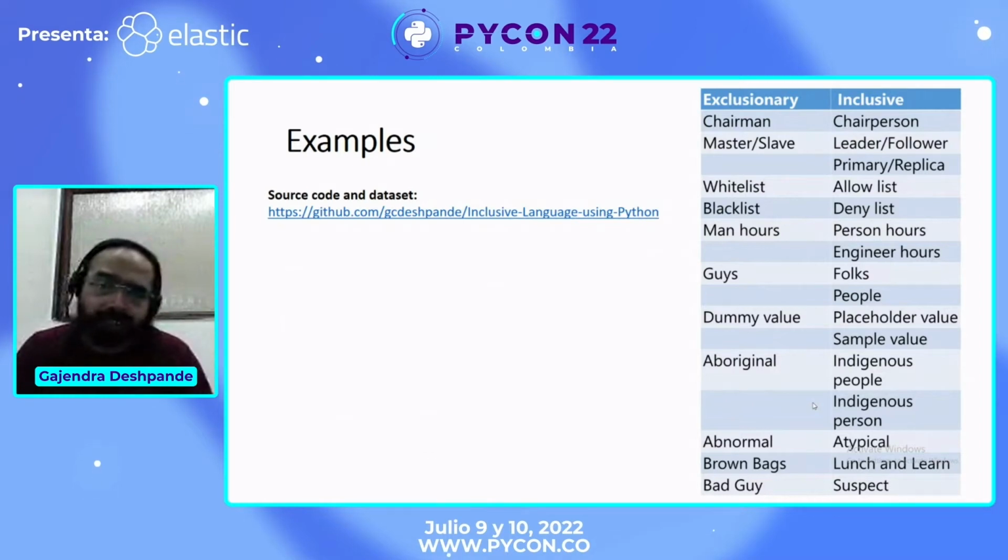These are a few examples. If you visit the link here and the JSON file, we have listed around 200 plus words, and you can also contribute to that list and add your own words if you are aware of any such exclusionary word and alternate inclusive word. If that is not there in the list, you are free to add it.